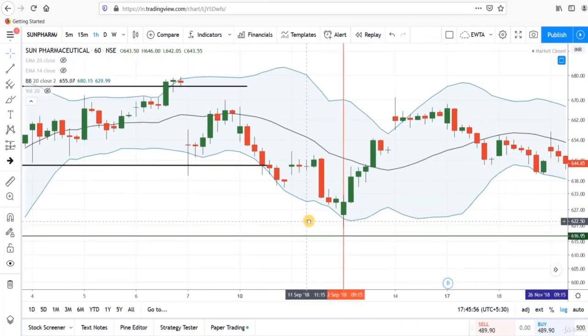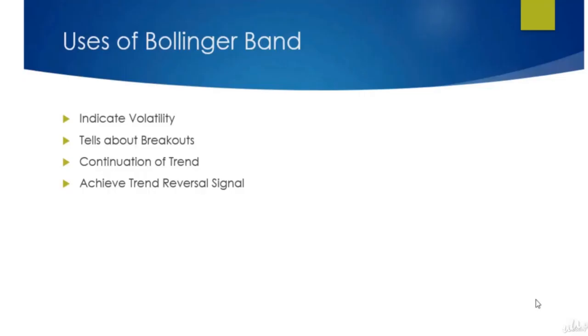But from this point, you can see the upper band is going in downward direction, the lower band is going in upward direction. So both the bands are coming close to each other. It means volatility may decrease now and we should exit from our position because we can get a sideways movement in the prices. The third use of Bollinger Band is it signals about the continuation of the trend.